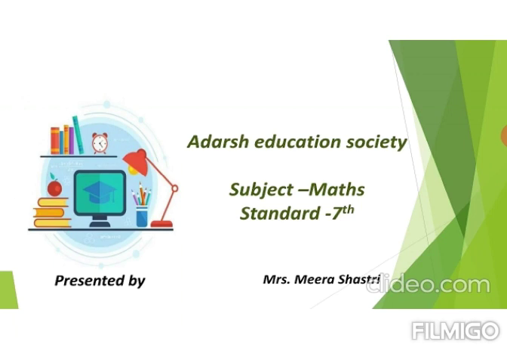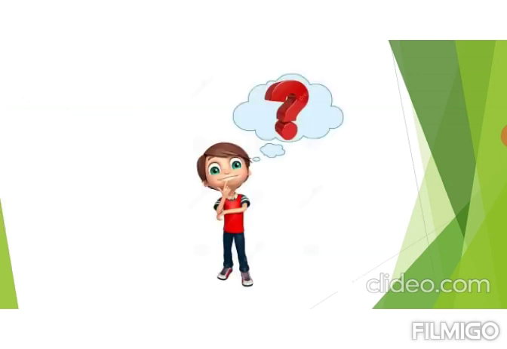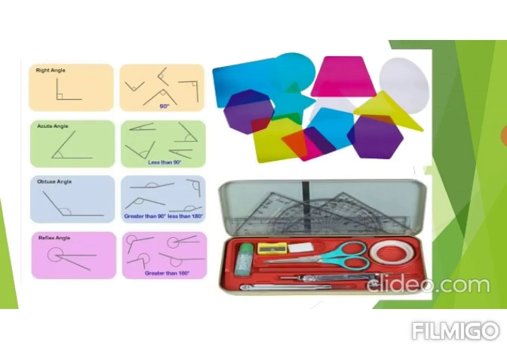I would like to start with the first chapter of maths of standard 7th. Students, before that I want to ask you, what's the first thing that comes to your mind when you think of geometry? Different types of angles, different kinds of shapes, geometry box, geometrical instruments, right?